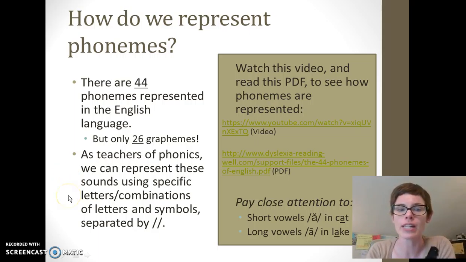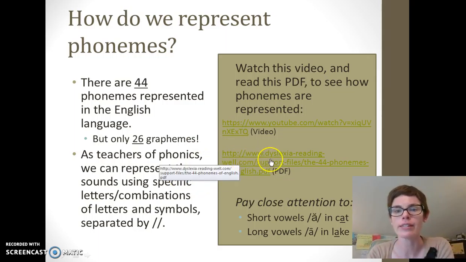So as a teacher of phonics, we can represent those 44 phonemes with the graphemes that we have, so the letters and letter combinations. You separate each phoneme, each written explanation or written version of a phoneme, with these two brackets right here. I know that's a little bit strange to think about just hearing, but if you go to this video right here, you can see just how phonemes are represented. So in just a moment, I want you to go and watch that video so you can get a better understanding of what I mean when I say, how do we represent phonemes by writing them down?